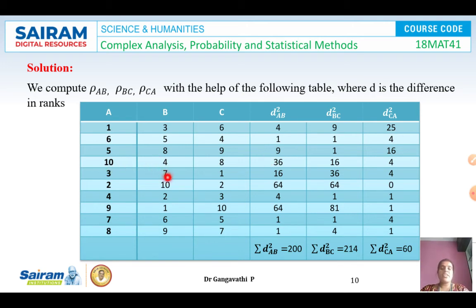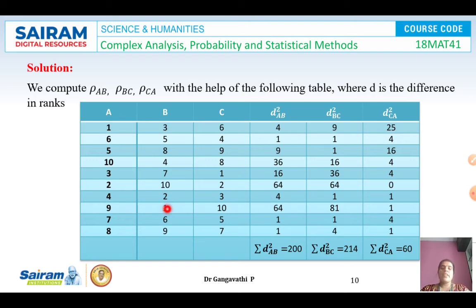3 minus 7, the difference is 4. Square of 4 is 16. 2 minus 10, the difference is 8. Minus 8 square is 64. 4 minus 2, the difference is 2, square of which is 4.